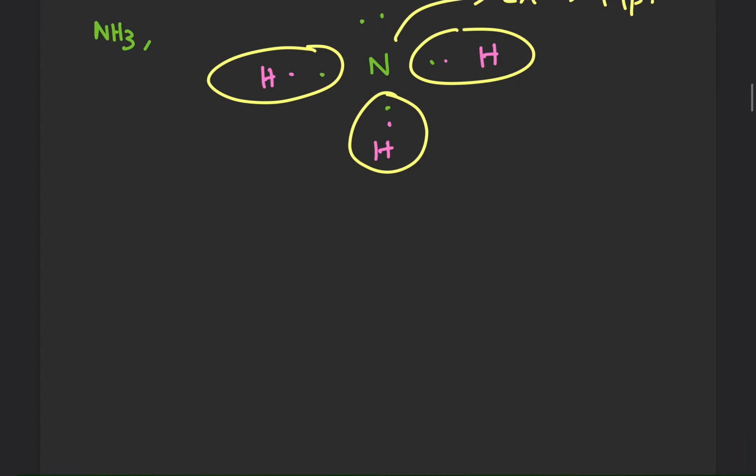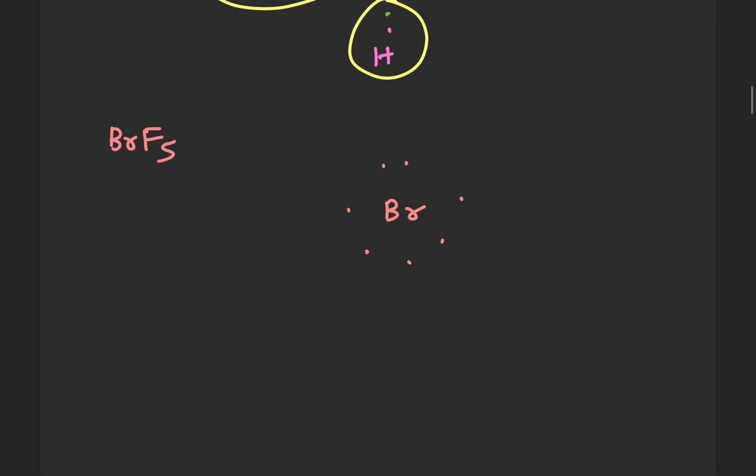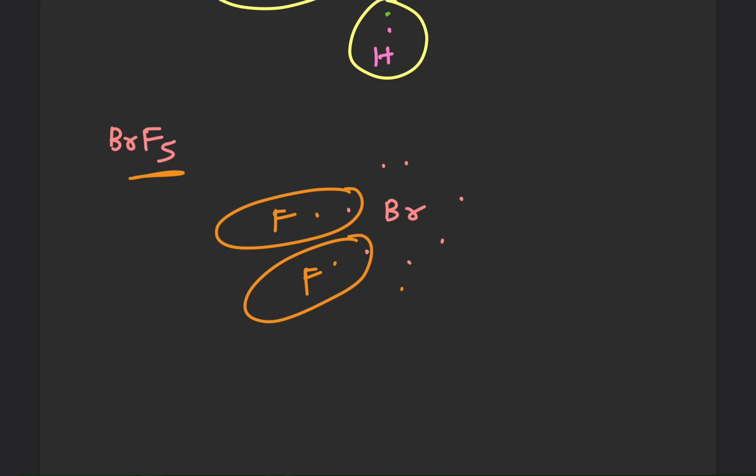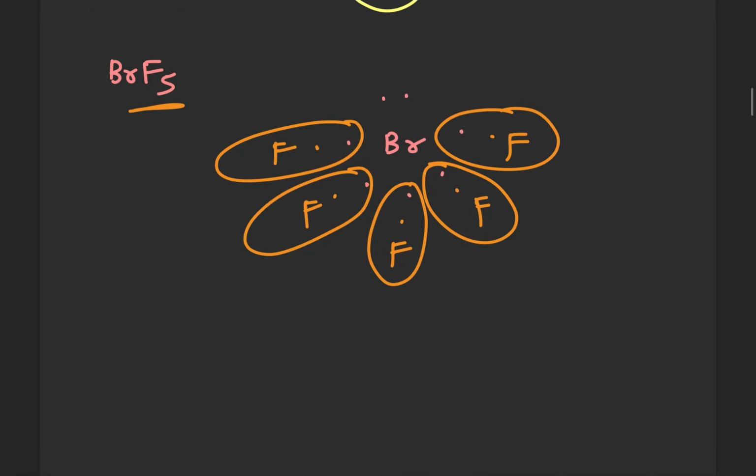Okay. Then let's talk about BrF5. So Br has 7 valence electrons, 3, 4, 5, 6, 7. And there are a total of 5 fluorine: first one, second, third, fourth, and fifth. So you can see the central atom has one lone pair. So let's put a star mark here.